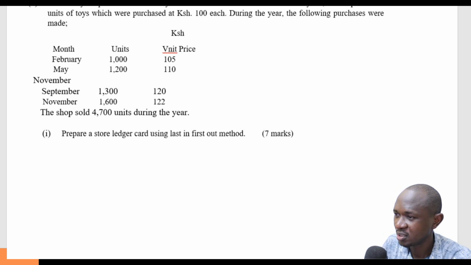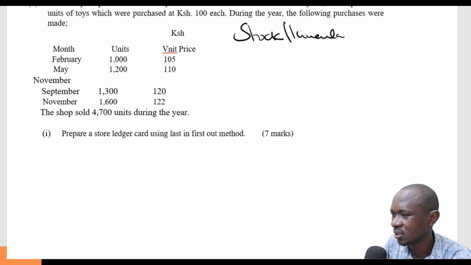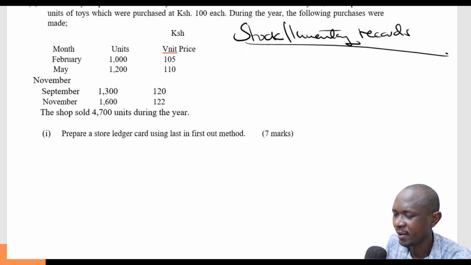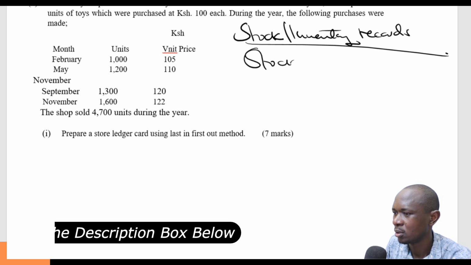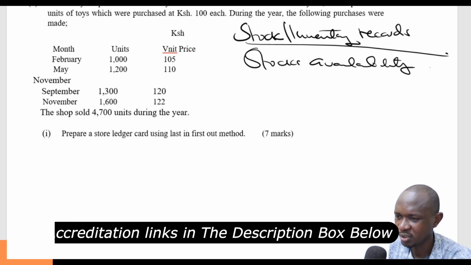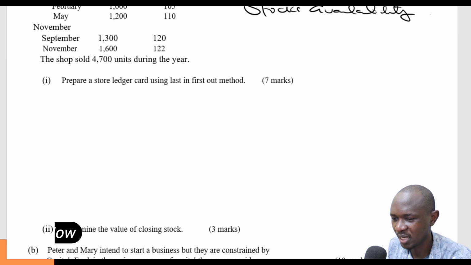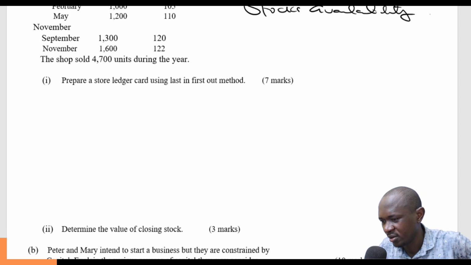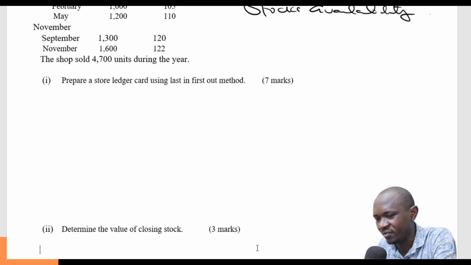LIFO method simply means these are stock or inventory records. Basically we are following up on the records on the stock availability as at any given point in time. And you can see even part of this question is asking us the value of closing stock. So it's just about following up on the value of the inventory, determining the right value of the inventory.